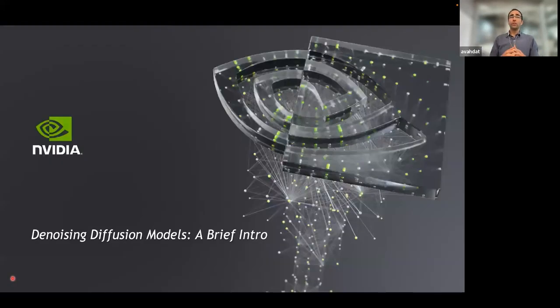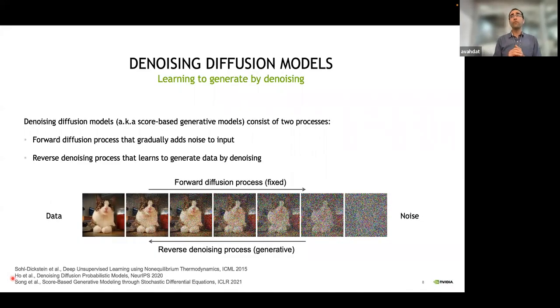So let's just start with denoising diffusion models, a brief intro. Denoising diffusion models go by two names. One is denoising diffusion models, or sometimes diffusion models for short, but they're also known as score-based generative models. These two are almost the same. They consist of two processes.